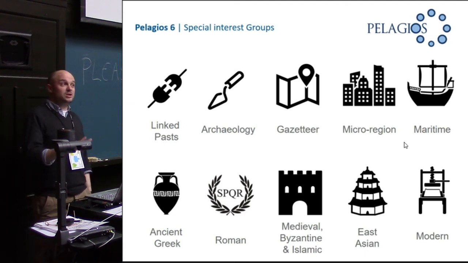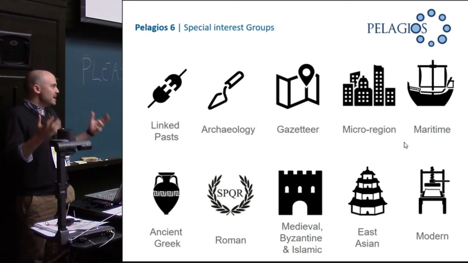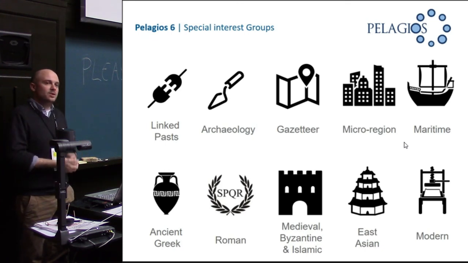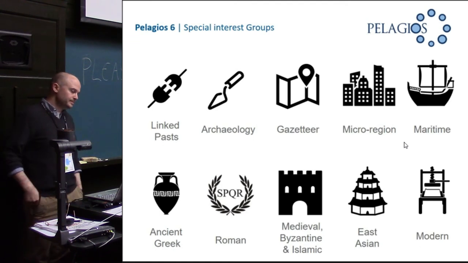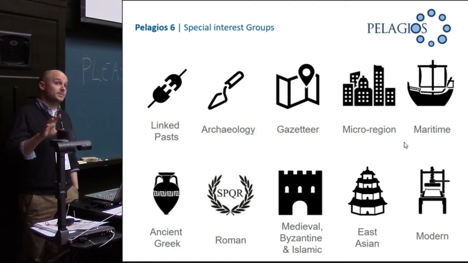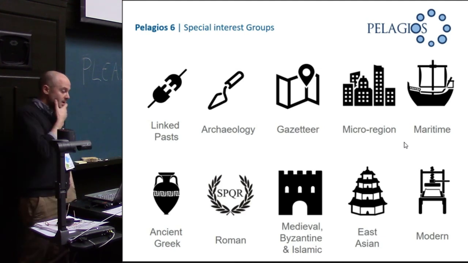And then modern, which is really for anything after 1500. Clearly, that's a huge space, and it will depend, again, who gets involved and where that goes, whether or not we need to start dividing that into other groups. There's also five special interest groups related to particular kinds of issues, if you like.